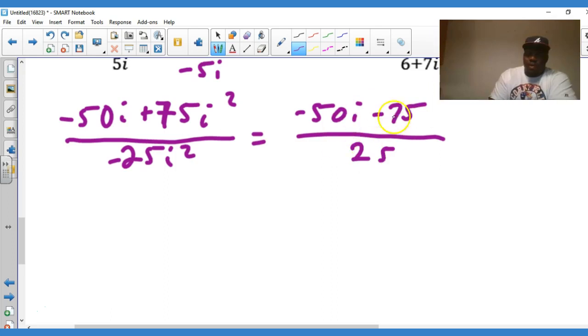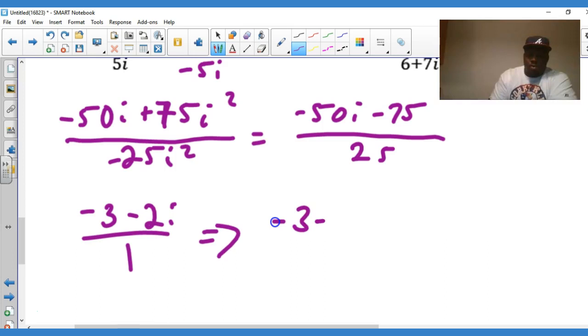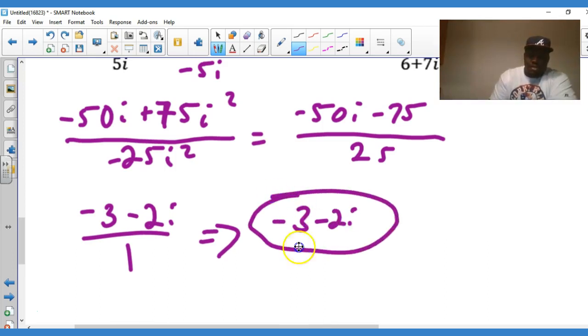So I'm going to factor out 25 out of all these. Alright, negative 75 divided by 25 is negative 3, actually. Negative 50i divided by 25 is negative 2i. And 25 divided by 25 is just 1. So you can write it like this, or you can simplify further and go negative 3 minus 2i, because anything over 1 is itself, okay?